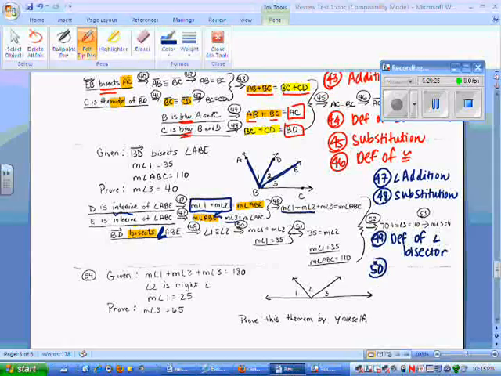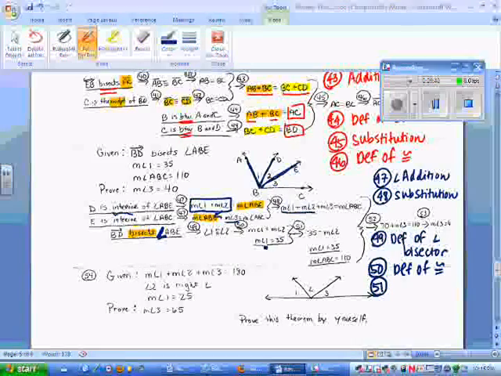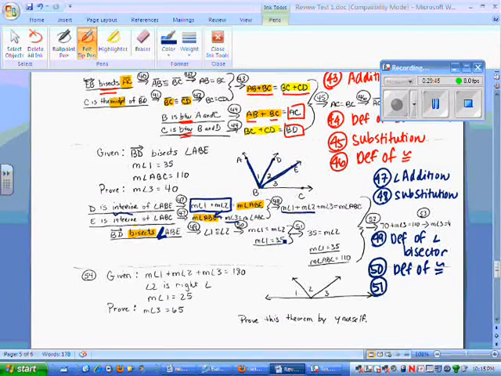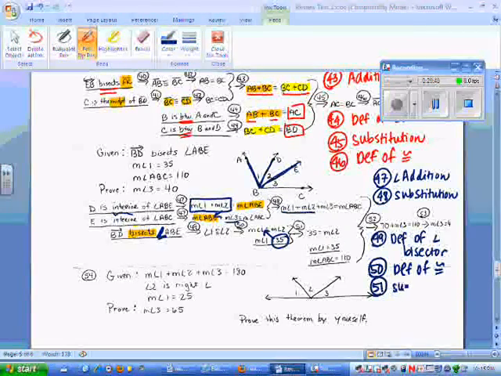On to number 50. Angle 1 is congruent to angle 2. Measure of angle 1 equals measure of angle 2. Again, another definition of congruency. 51. If we have measure of angle 1 is equal to measure of angle 2, and measure of angle 1 equals 35, we can substitute. 35 equals measure of angle 2.